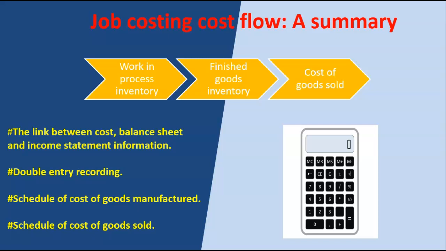By looking at this cost flow, you will be exposed to four main things. First is the link between cost, balance sheet, and income statement information. Second is with regards to double entry recording. Third is on the preparation of schedule of cost of goods manufactured. And fourth is the preparation of schedule of cost of goods sold.